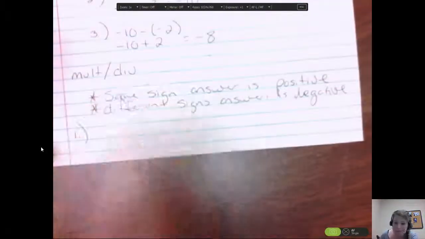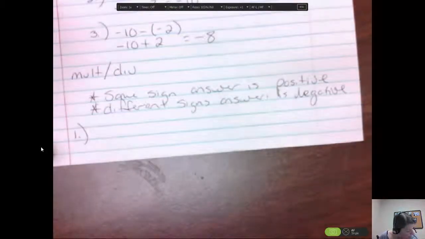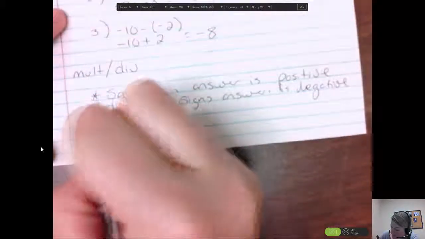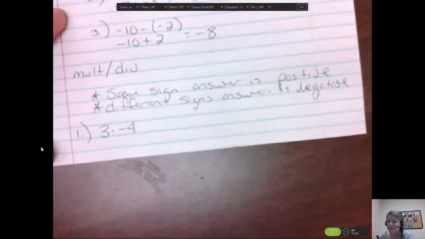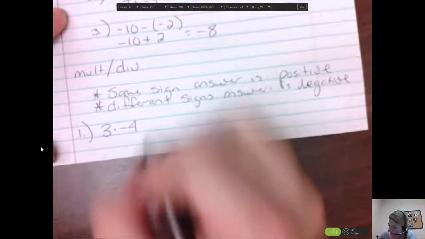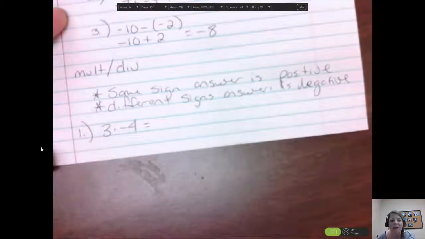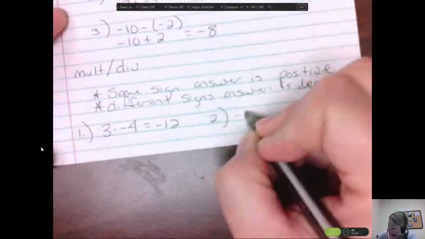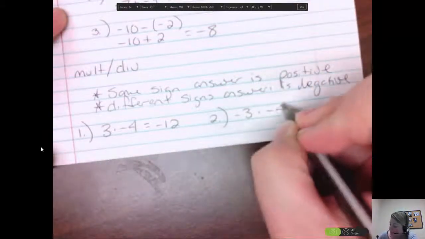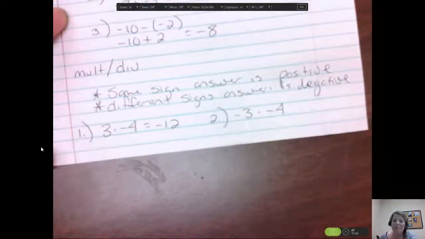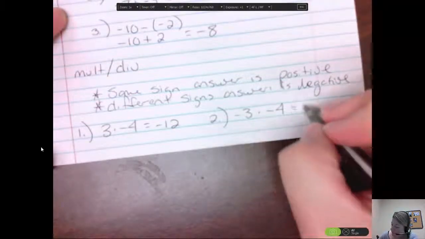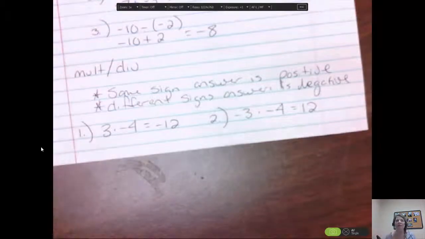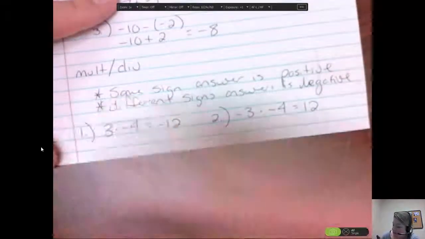So I'm running out of room on this piece of paper, but I'm going to try to finish these problems. Well, let's look. So if I have 3 times -4, are they the same signs or are they different? They're different. So one's negative, one's positive, so our answer would be -12. Had those been the same sign, like -3 times a -4, then we would have had +12. So they're both negative, it's going to be positive.